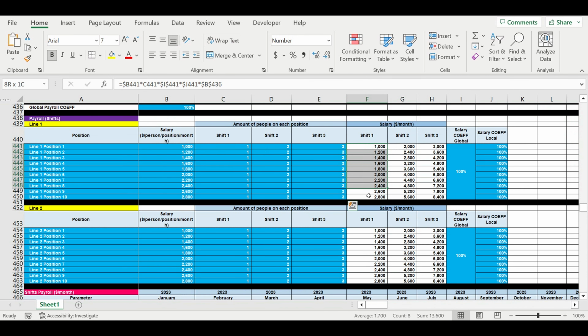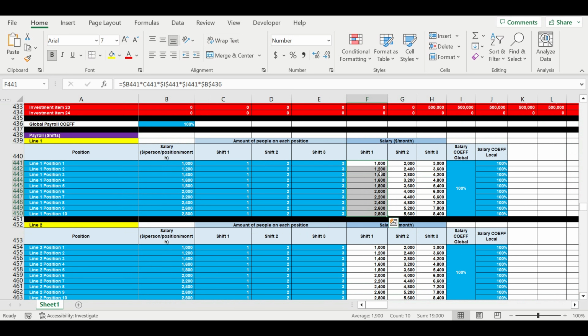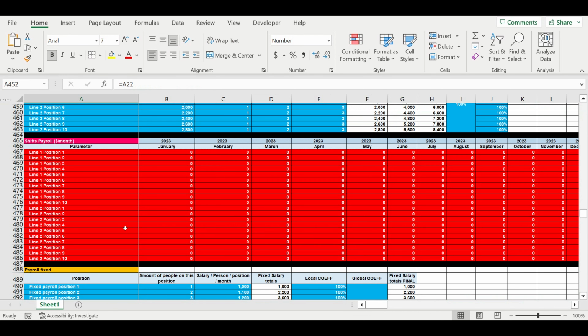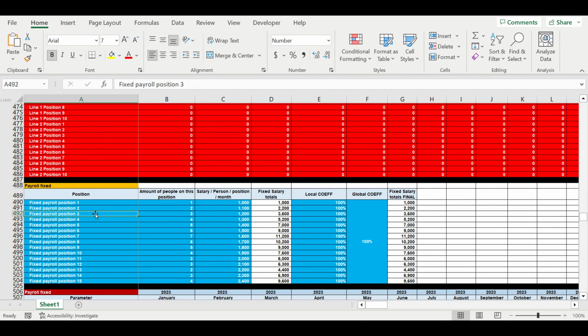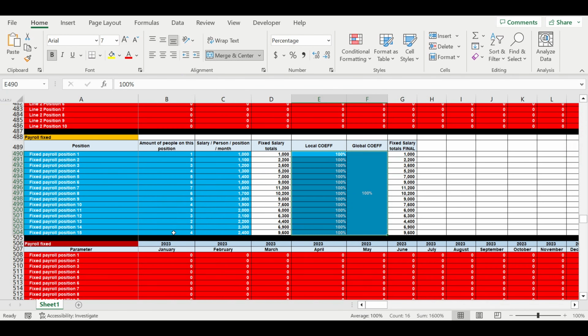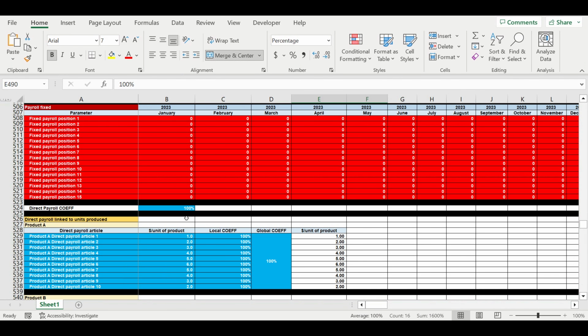And these are the payroll values depending on the number of shifts per day. So this is the story for line 1. This is the story for line 2. Here we specify the payroll which is not flexible towards the number of shifts. This is management, office payroll. So these are the positions, number of people on each position, salary per person on each position, and local and global coefficients for office salaries.